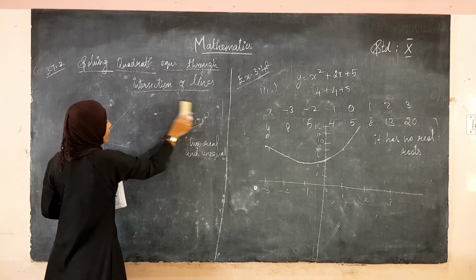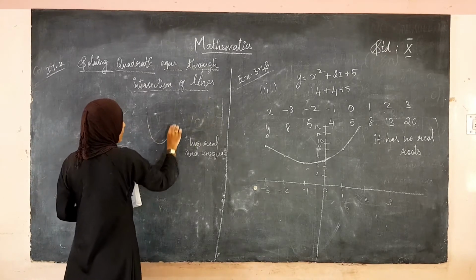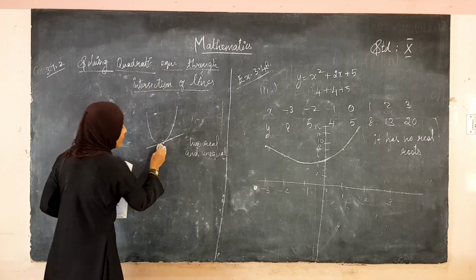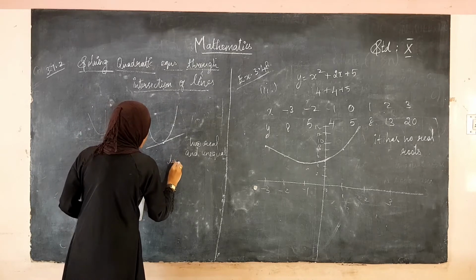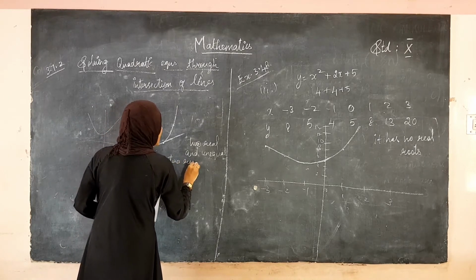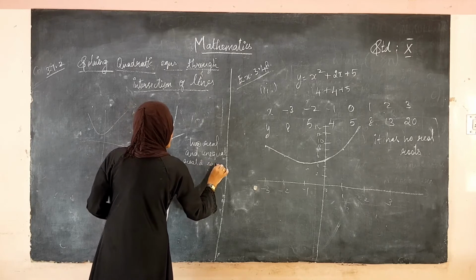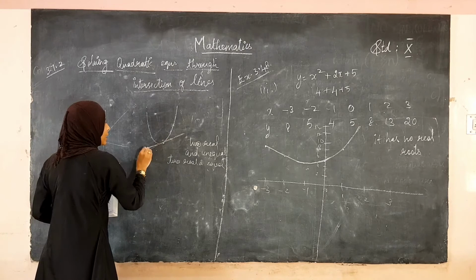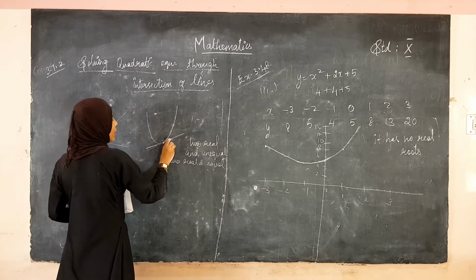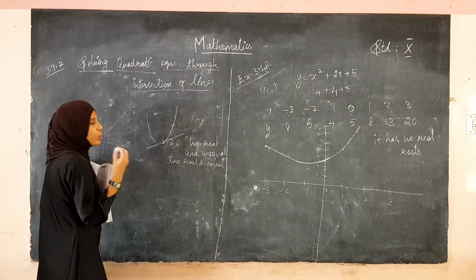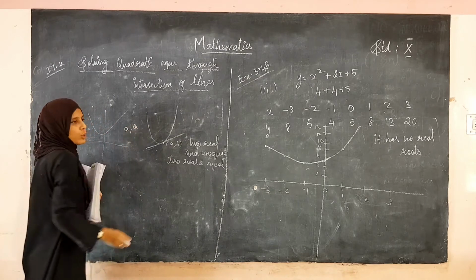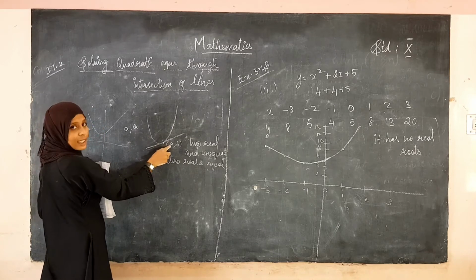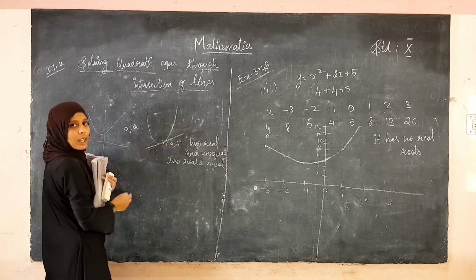Next, if the line that we are drawing touches the graph at only 1 point, then we can say it has 2 real and equal roots. If this point is (a, b), what will the 2 roots be? a and a will be the roots. The x coordinate is a. Therefore, a and a are the 2 roots.